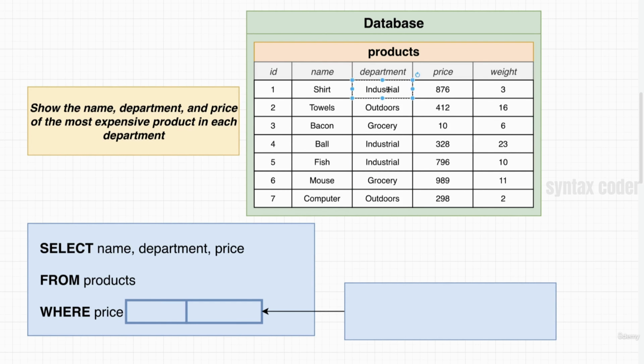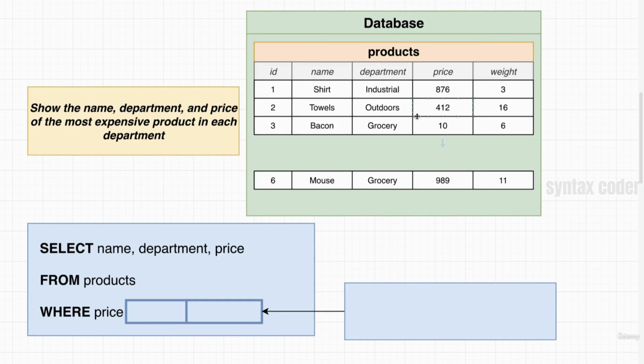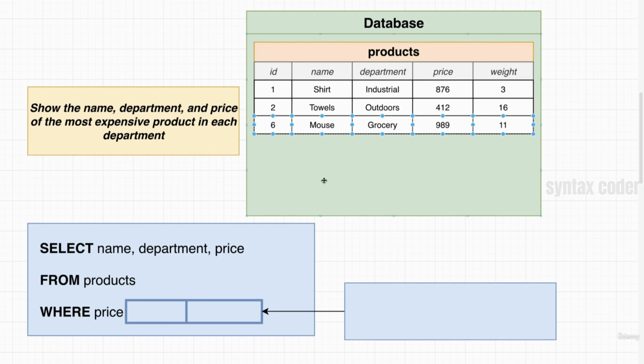We'd start off first with industrial, and then we would try to find the most expensive product. So we would compare 876 versus 328 versus 796. Well, the first one is definitely the most expensive, so we would drop those two rows right there, and we have now processed the department industrial. Next up would be outdoors. So we've got outdoors at 412 versus 298. Well, we definitely keep around the 412. And then finally grocery at 10 versus 989. And we would stick around with just 989. So that is what we are going for. We only want to see each department one time, and we want to see the product with the greatest price.